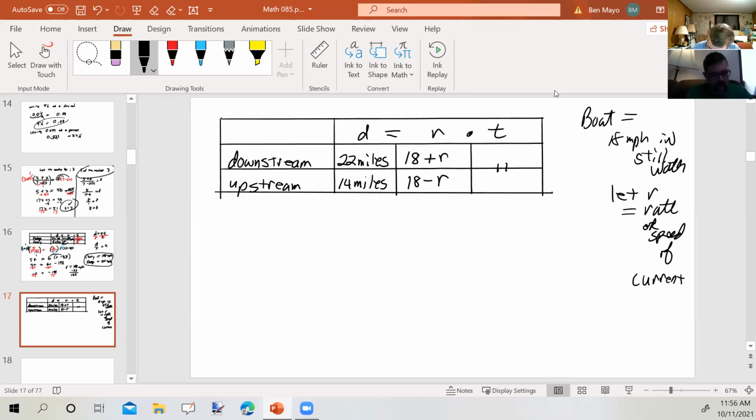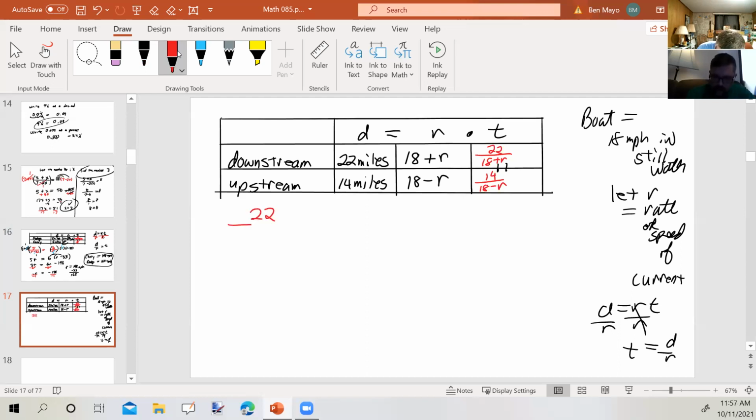Now, distance equals rate times time. And we divide both sides by rate. Time equals distance divided by rate. So the time for downstream would be 22 over 18 plus R. The time for upstream would be 14 over 18 minus R. But the times are equal. So once again, here's our equation. 22 over 18 plus R equals 14 over 18 minus R.